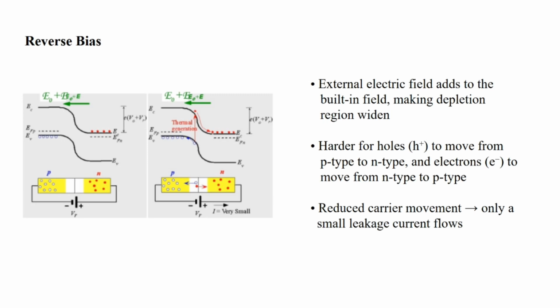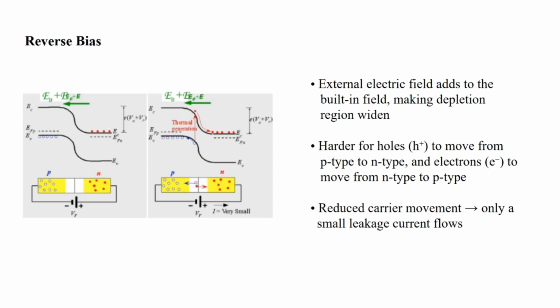This increased carrier movement allows the current to flow easily through the junction. The reverse bias. In the reverse bias p-n junction, an external voltage is applied with the positive terminal connected to the n-type and the negative terminal connected to the p-type.